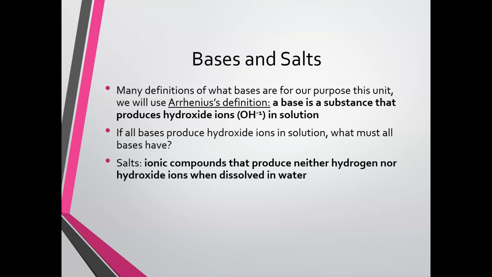Then this brings us to salts. And I know when I say salts, you're thinking of good old sodium chloride, the delicious stuff we put on our French fries. But salts are actually any ionic compound that produces neither hydrogen nor hydroxide ions when dissolved in water. So lots of different things qualify as salts by a chemical definition. When an acid and base react, they actually produce a salt. Once again, not necessarily good old sodium chloride, just a salt and water as their products. We're going to get more into that in our next unit.